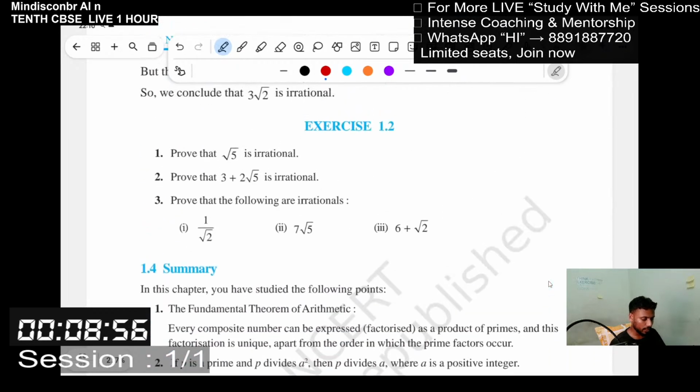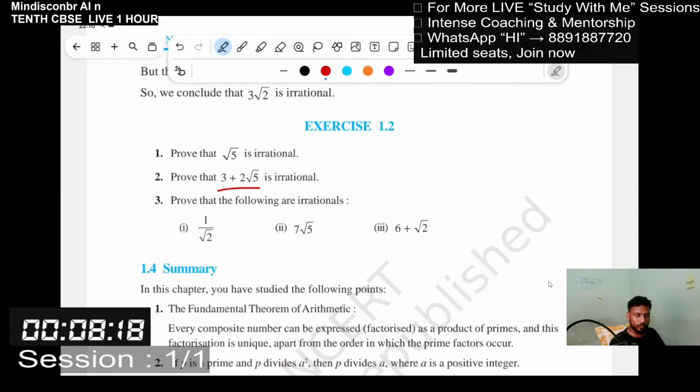Now coming to the next question. Here also we have taken root 5 as irrational, and it is provided in the question. For example, if it is given as a 5-mark question, whenever previous year questions are asked from this section, last year also there was one question like this, that is 3 plus 2 root 5. We have to prove that 3 plus 2 root 5 is irrational, and in the board exam question it will be provided that root 5 is irrational.